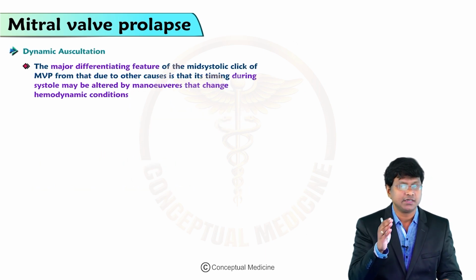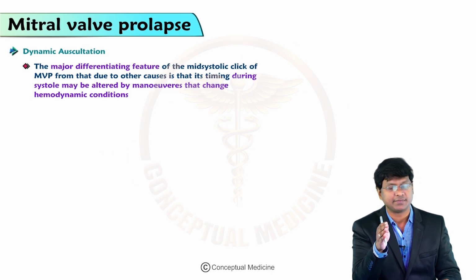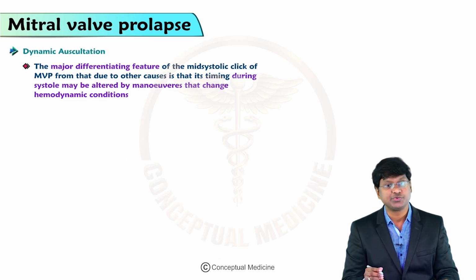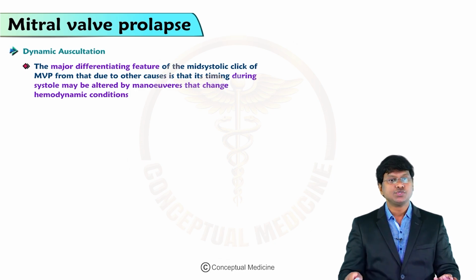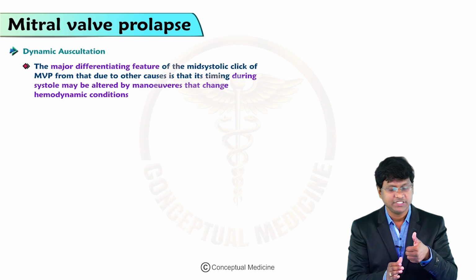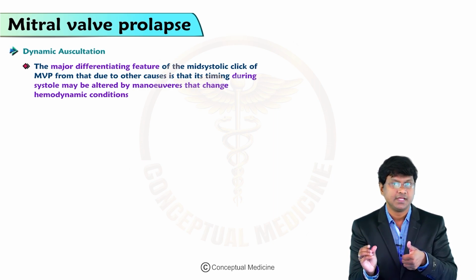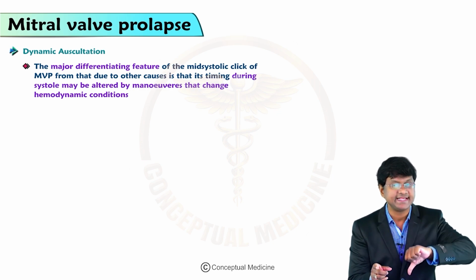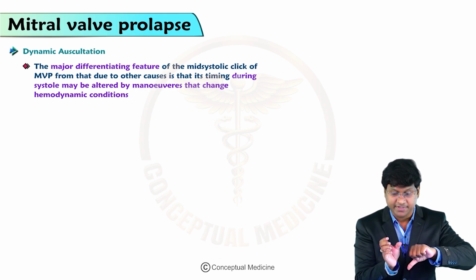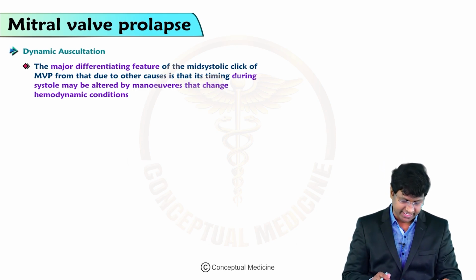See, the mid-systolic click with late systolic murmur gets changed with certain maneuvers. Let me explain that. Any maneuver which will increase the venous return, the click is delayed and murmur is shortened. And any maneuver which will decrease the venous return, the click will be early and murmur is prolonged. That is the dynamic auscultation in mitral valve prolapse.